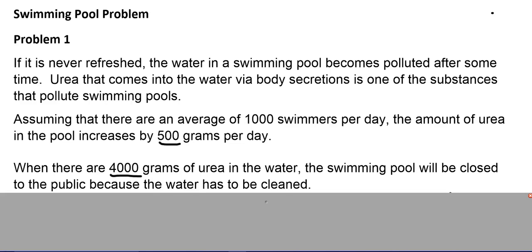We're going to learn today about how recursion and the calculator or other technology can be used to solve problems. Today we're looking at the swimming pool problem. So the first part of the swimming pool problem goes like this. If it's never refreshed, the water in a swimming pool becomes polluted after some time. Urea that comes into the water via body secretions is one of the substances that pollute swimming pools.